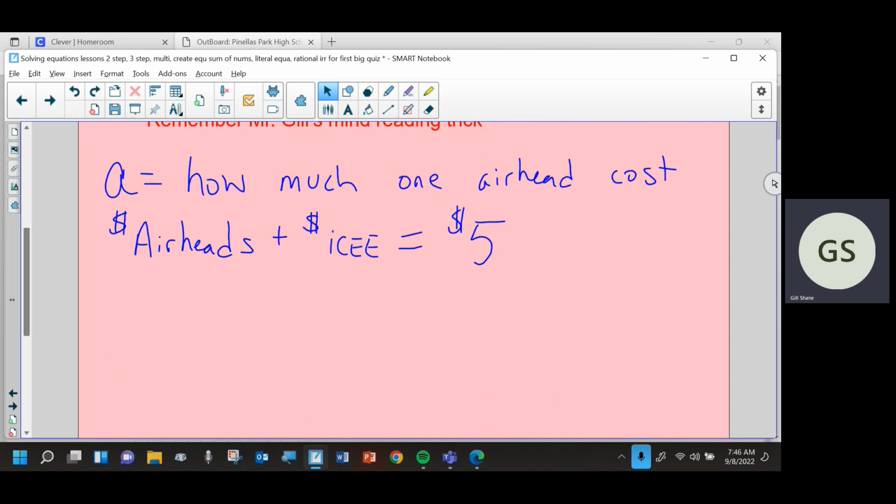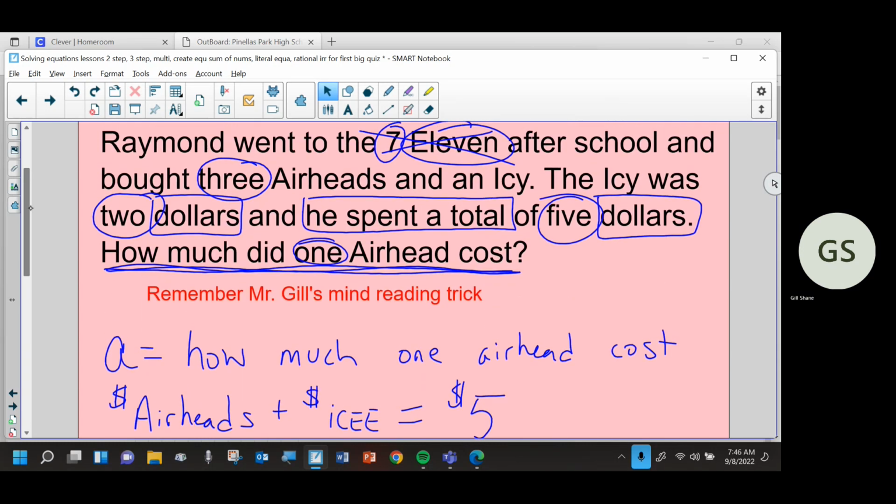So what makes up the amount we spent? We'll start with the icy first. What makes up the amount we spent on the icy? Like, where do we get that piece? Sophia, what makes up the cost of the icy? Do I get that from the problem? Or just tell me what it is. It's $2. How hard is that? It tells you the icy is $2.